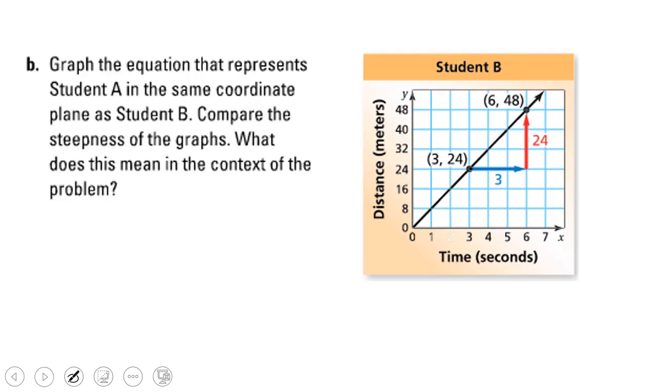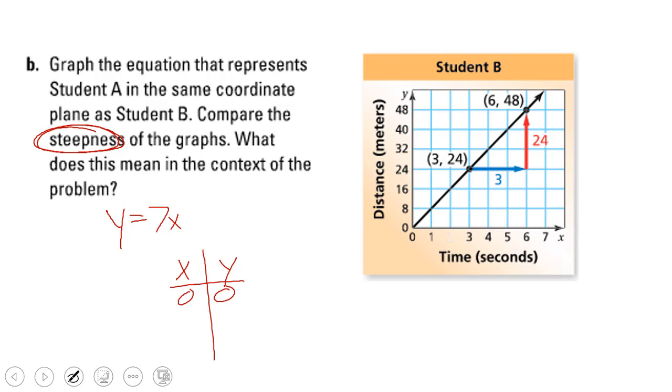Ladies and gentlemen, continuing with this graph, it says, graph the equation that represents student A in the same coordinate plane as student B. Compare the steepness of the graphs. That's another definition of slope, right? Steepness. What does this mean in context of the problem? We remember that student A was y equals 7x. So we can make our table of values, and we know that if they ran for 0 seconds, they're going to go 0 meters.